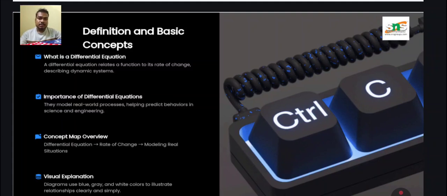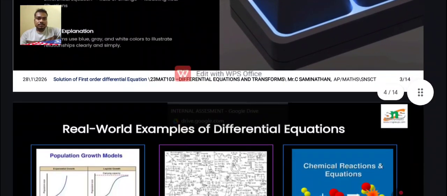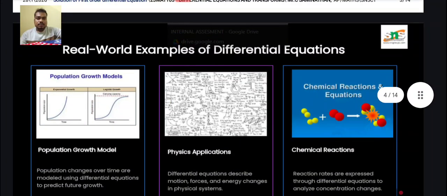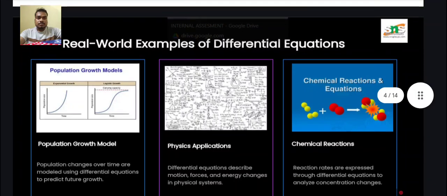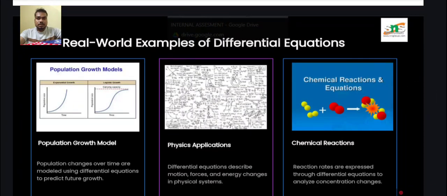describing dynamic systems. The importance of differential equations is that they model real world processes, helping predict behaviors in science and engineering. Here, let us see real world examples of differential equations. Now, the population growth models. The population growth and decay.